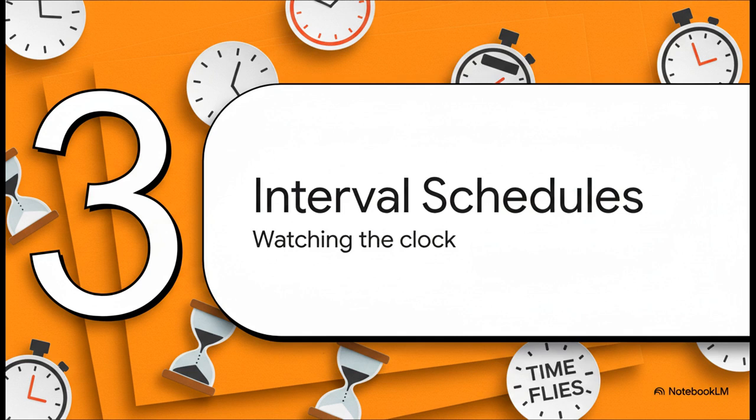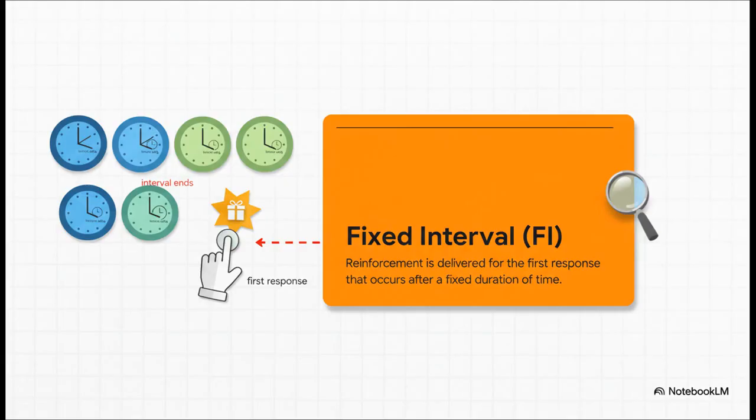Now let's shift gears. We've talked about counting responses, so let's move on to watching the clock. Our second category is interval schedules. For these schedules, reinforcement is all about the passage of time. A certain amount of time has to go by before a response can even have a chance of earning a reward. First up is the fixed interval, or FI schedule.